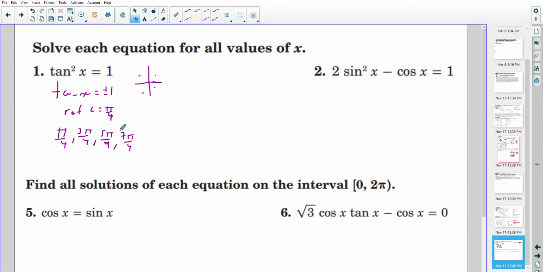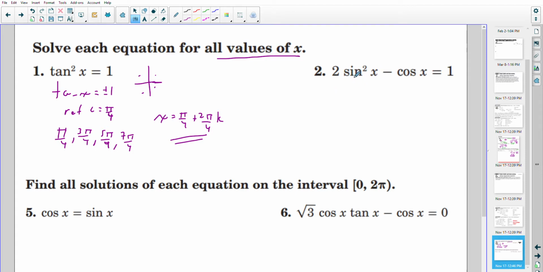Now, each of those goes up by 2 pi over 4, so the way that you can list it to find all values of x is x is equal to pi over 4 plus 2 pi over 4, and that could be negative or positive in either direction. That's one way to write that.